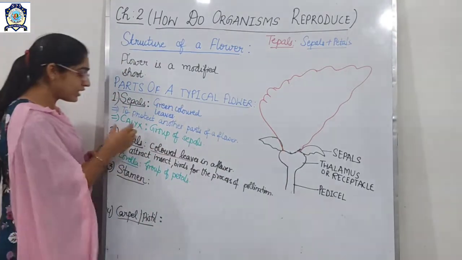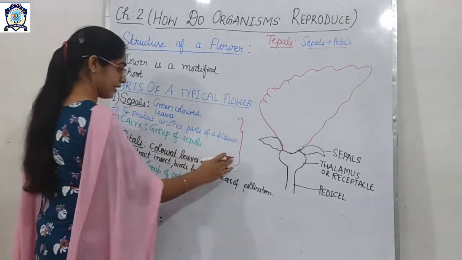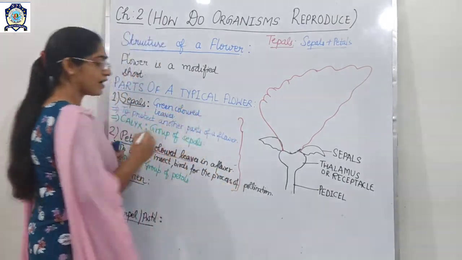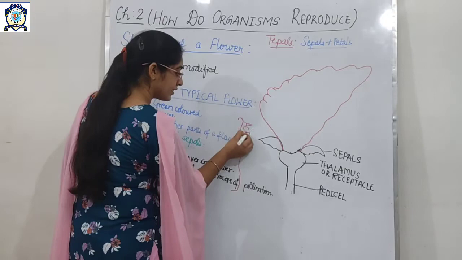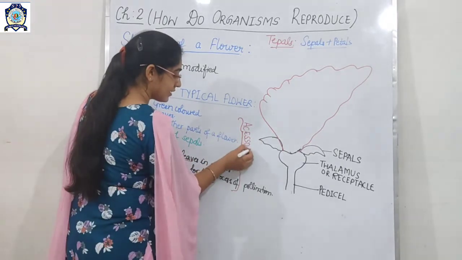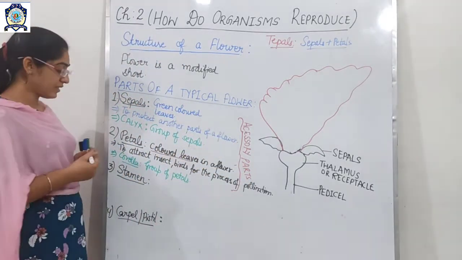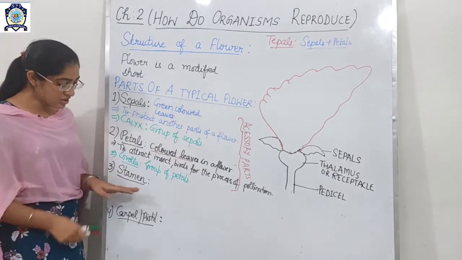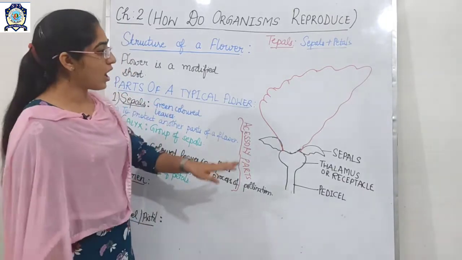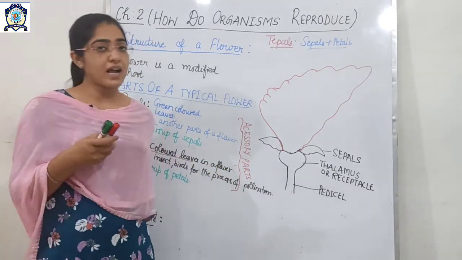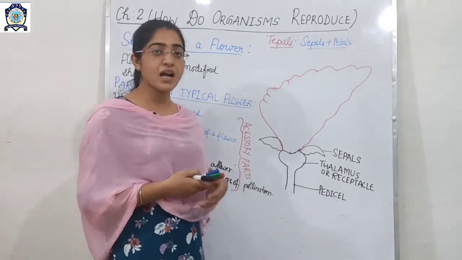Am I clear? So these two parts are the accessory parts. Okay, means they are the decoratory part, accessory parts of a flower. Am I clear? Next one is the stamen. So stamen and carpel, both these are the reproductive parts. So how are they present? They also arise from the base of the stalk, or you can say from the receptacle.